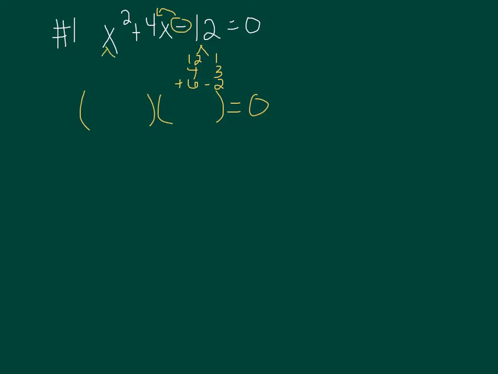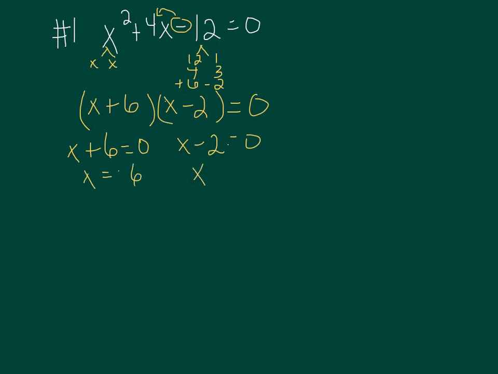How about x squared? Break it down to x times x. Well, it's x plus 6, x minus 2. You're not done until you set both of these factors to 0, just like so. Subtract 6, that's negative 6, and add 2, that's positive 2. Those are your two solutions to that quadratic equation.